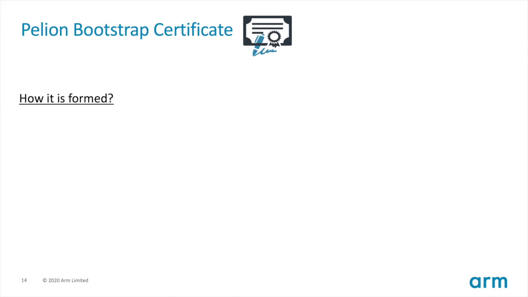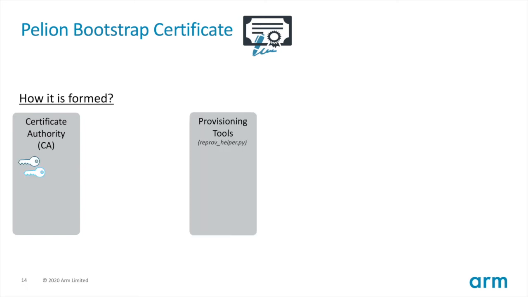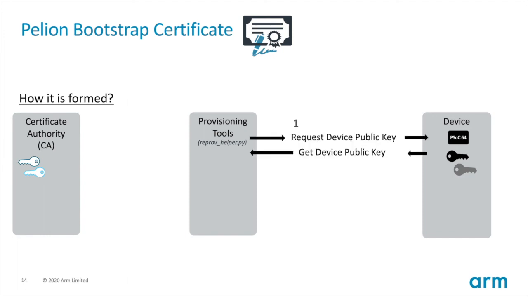So how is this certificate formed? First, we generated the certificate authority, like I mentioned. It creates its own public-private key pair. And then we use provisioning tools to communicate with the device, which has its own public-private key pair. And then we made a request to get the public key from the device.